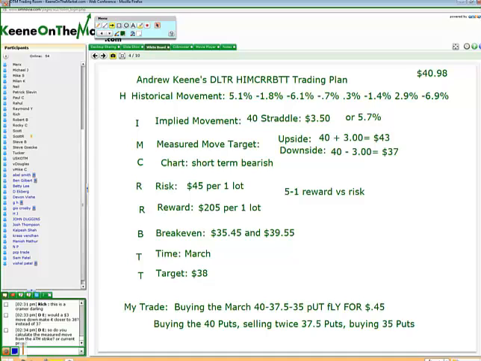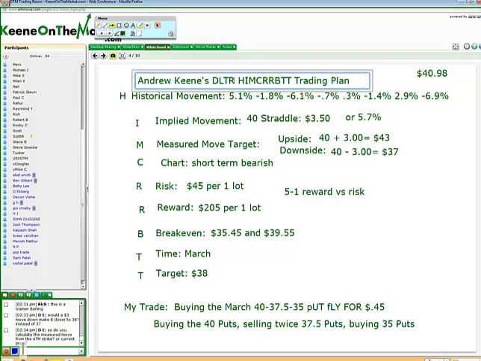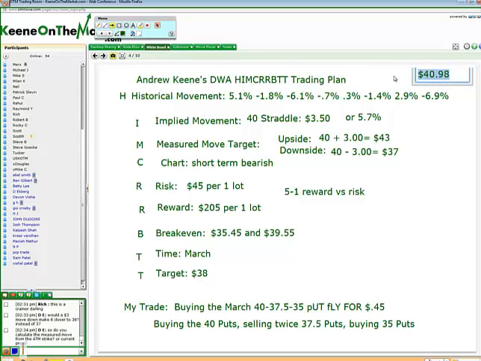So let's go over the Tim Grittani trading plan for DreamWorks, DWA, for earnings. DWA is currently trading at $16.29.